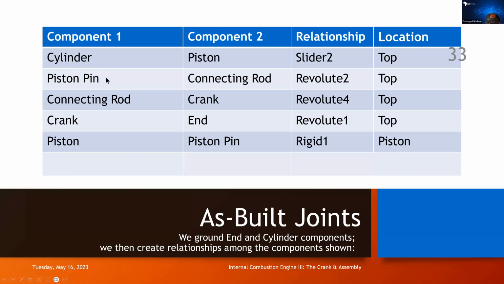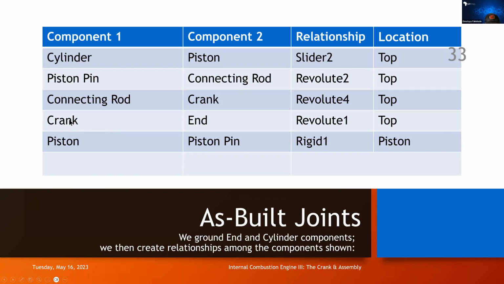The piston pin and the connecting rod: there's a pin inside the piston, and then the small end of the connecting rod. There's a revolute motion, and it's also in the top component, because both of them are contained in the top component. The connecting rod and the crank: in the big end of the connecting rod, inside the crank, there's a revolute joint, which is the revolute 4 in my own list of joints, and it's also in the top location.